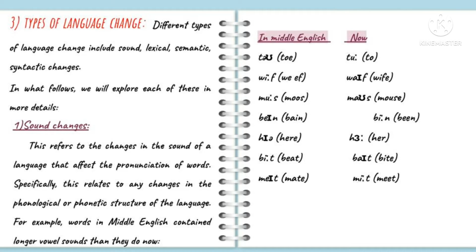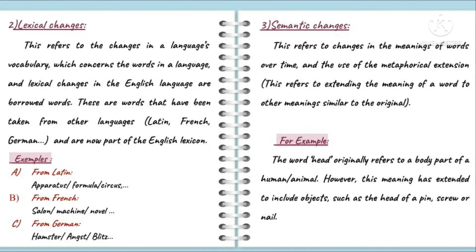I'll give you an example. In Middle English, they used to say mate, but now they say meat. Then we have lexical changes.